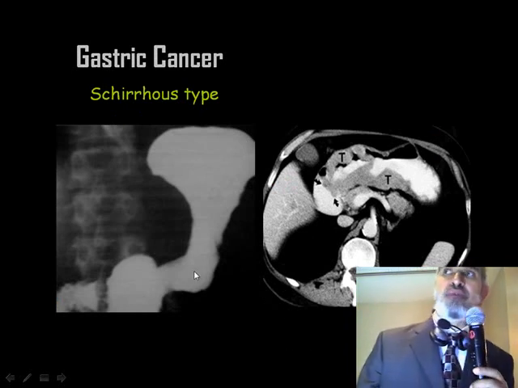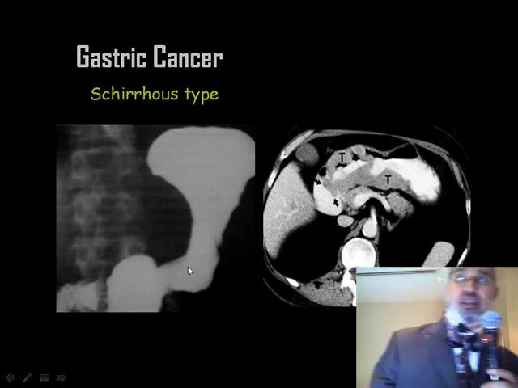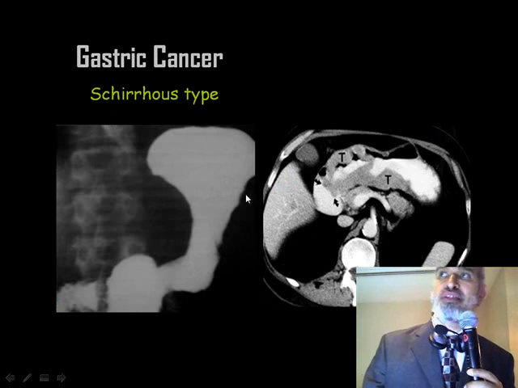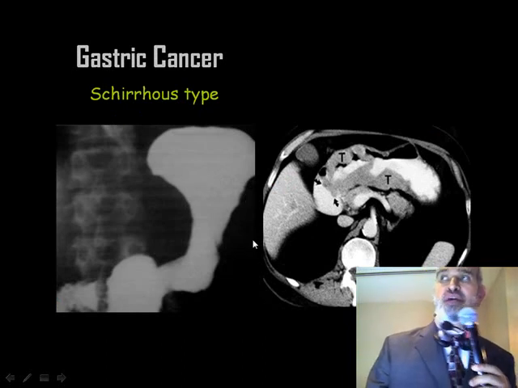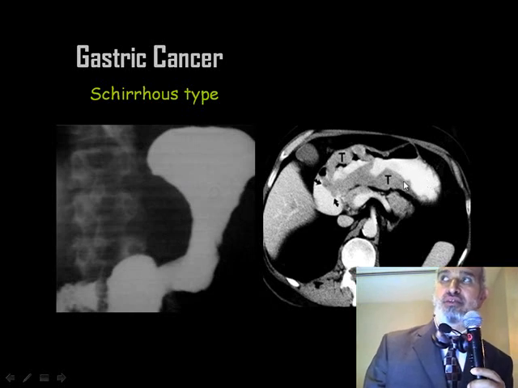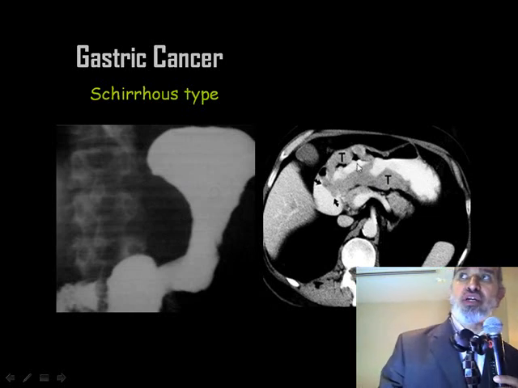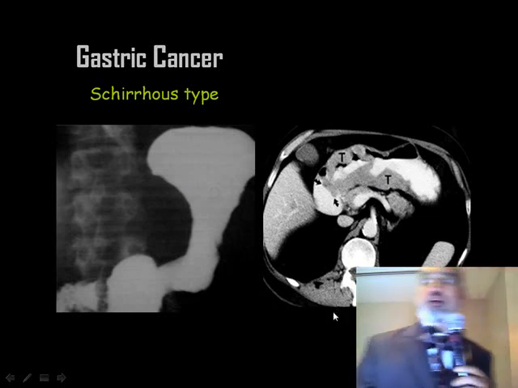Then if you see an appearance like this in the barium study, you may confirm the presence of a pathology here and there by CT scan. You see this is the stomach, this is the contrast inside the stomach, but you see the tumor affecting the wall of the stomach here and there, markedly encroaching on the lumen in this particular area.